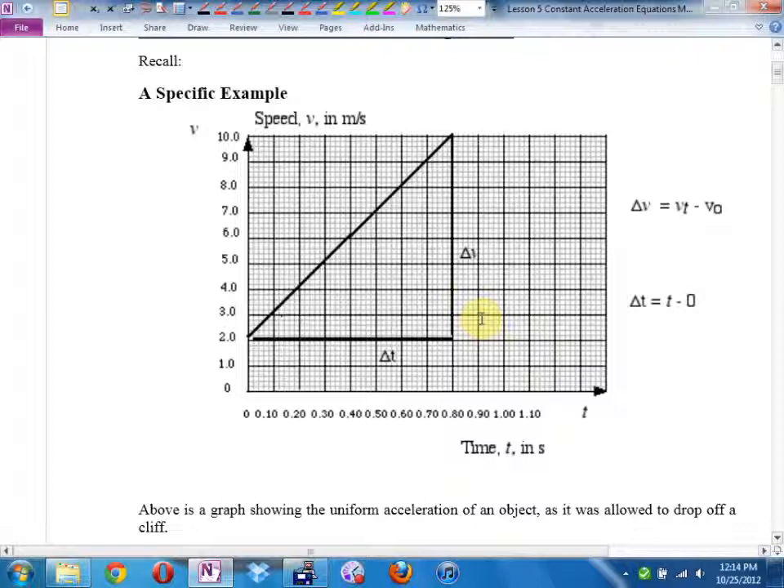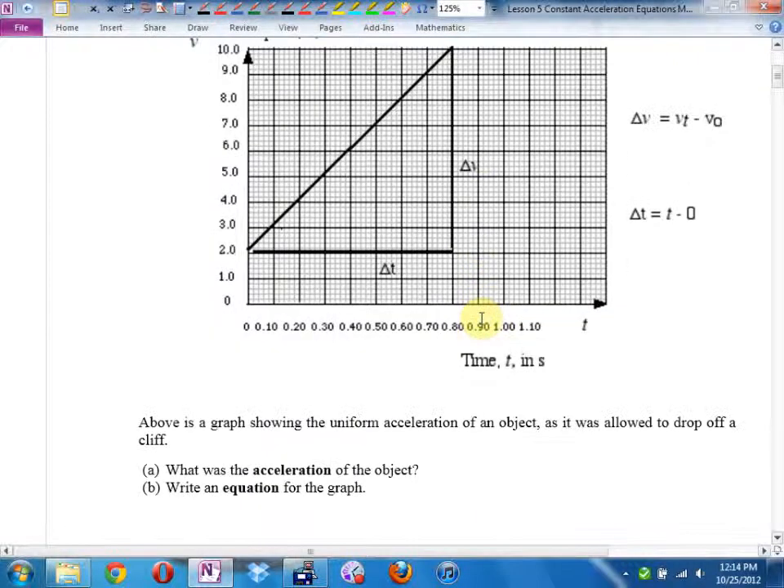Here's a specific example. I give you a graph here. What are we graphing on the y-axis? What's the letter V stand for? I've got to be fussy. It's not velocity this time. Read the title and you'll see why. It's speed, and you'll see why in a second, Cole. What are we graphing on the x-axis? Time. So here is a graph showing the uniform acceleration of an object.